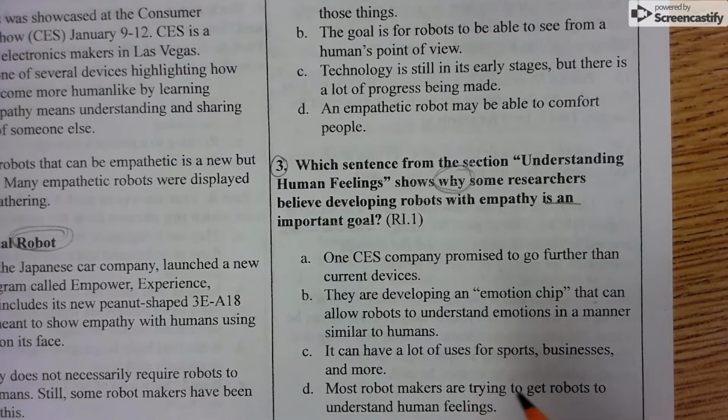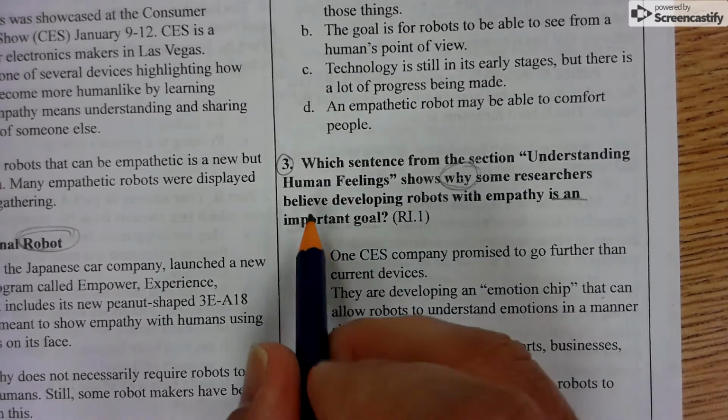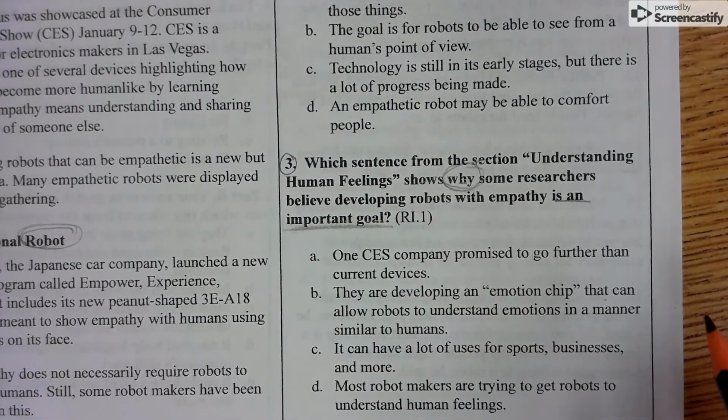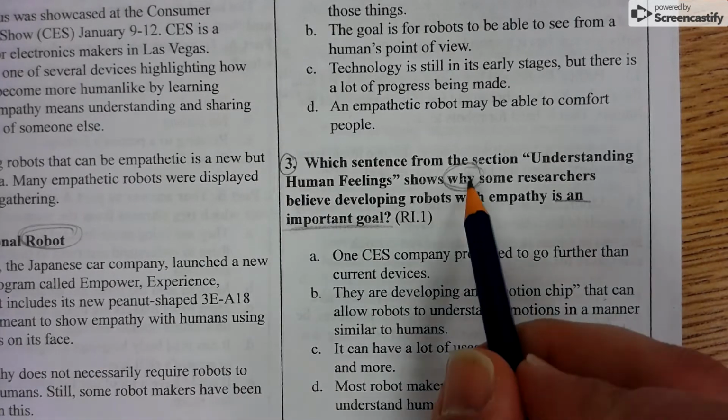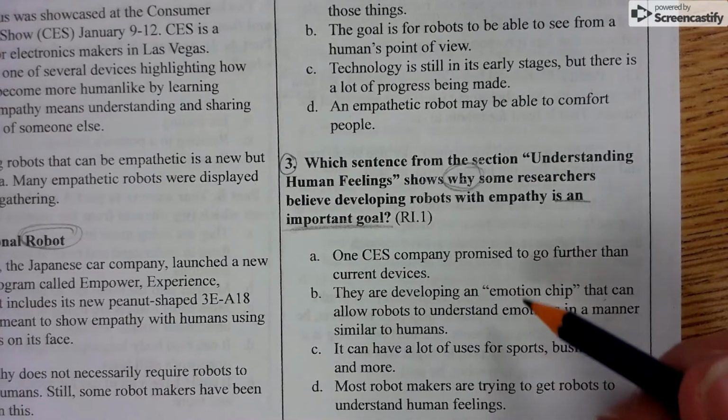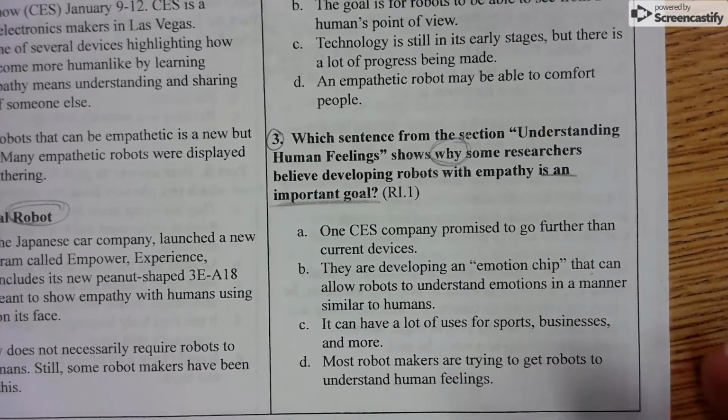Why is what I'm looking for. Why some researchers believe developing robots with empathy is an important goal. That's a lot of words. Again, we want to narrow it down. So if I look closely, I really want to know, why is it an important goal? We know they're developing robots. That's what the passage is telling us. But our question is asking, why is it important? So as I'm reading, I'm looking for an answer that shows me the importance.